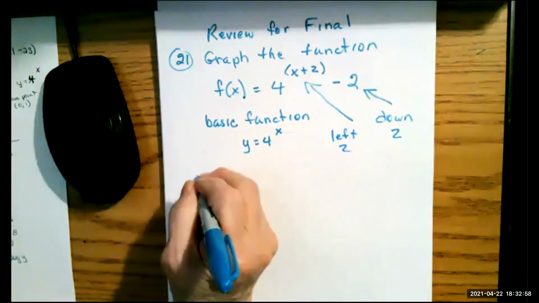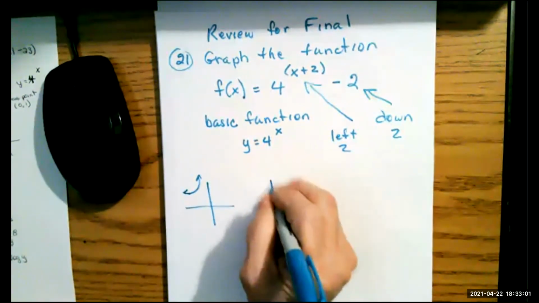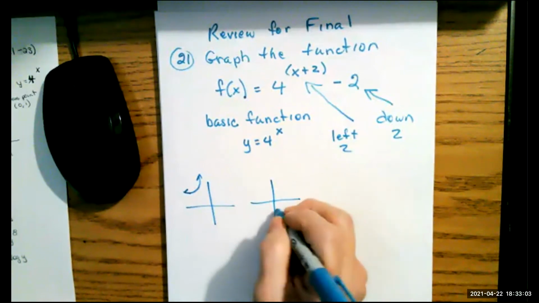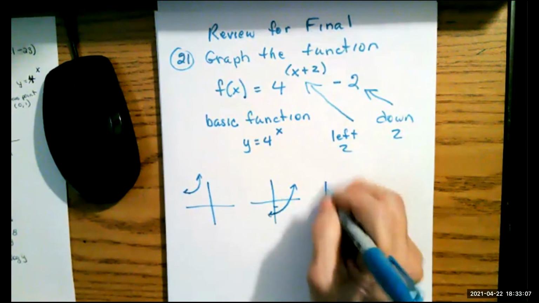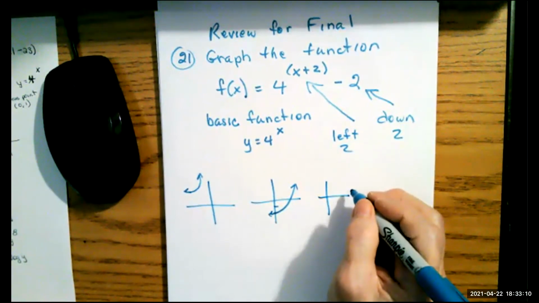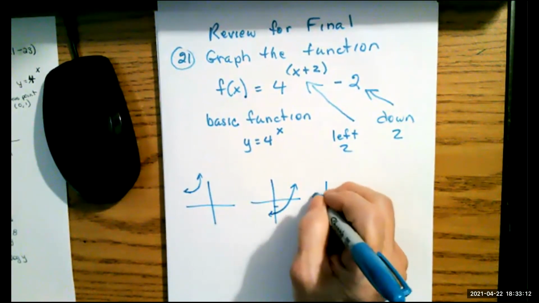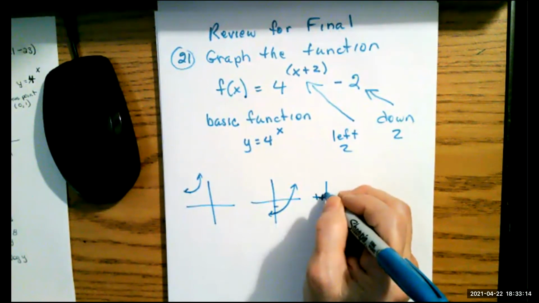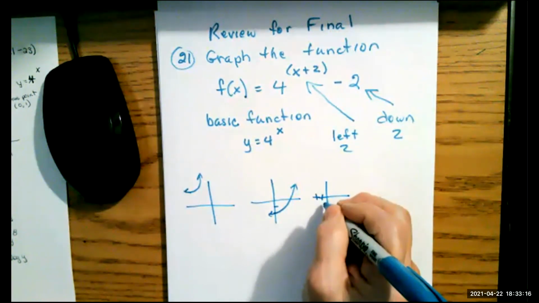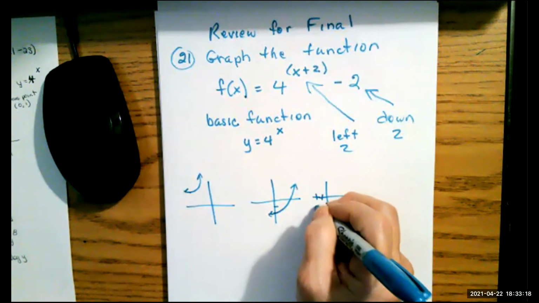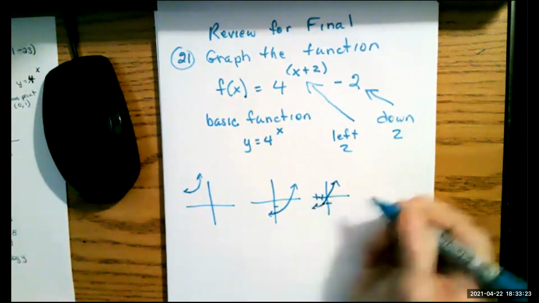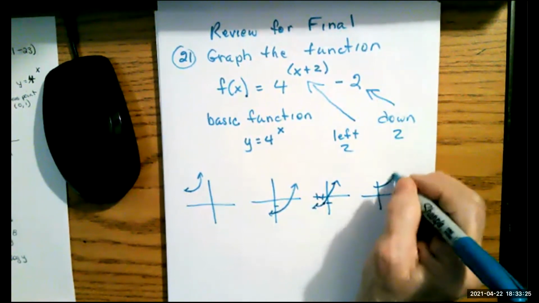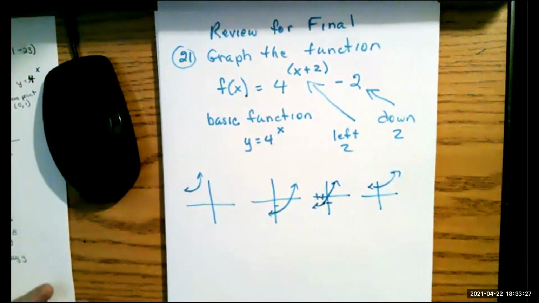So A looks like that. B looks like that. C looks like that. And D looks like that. So which one is the closest?